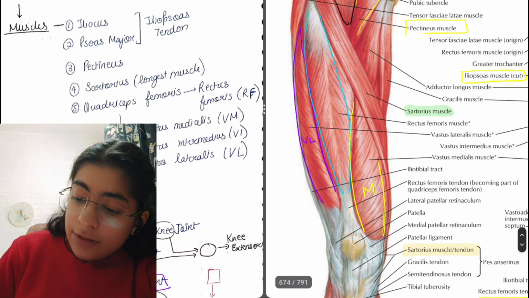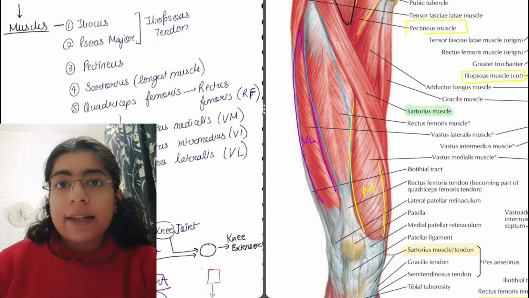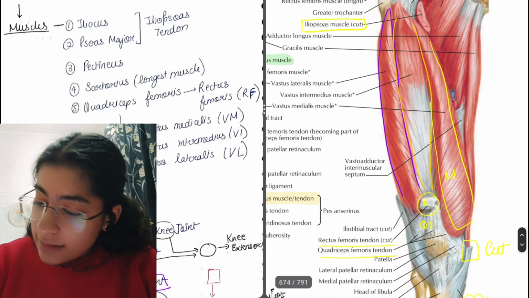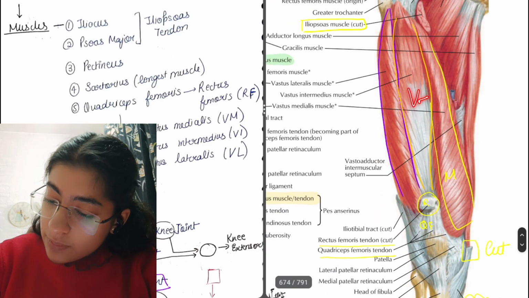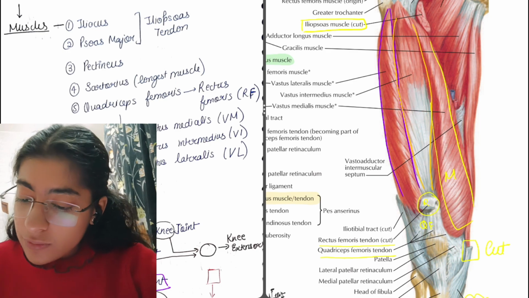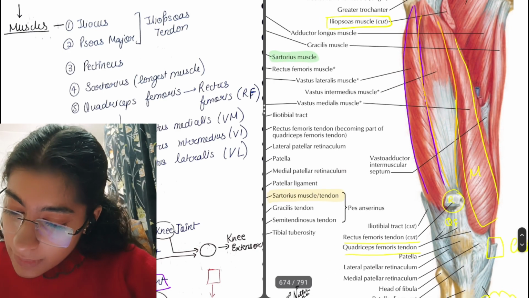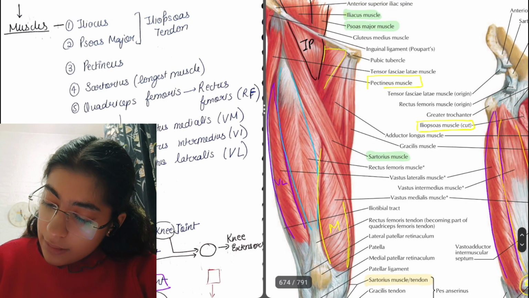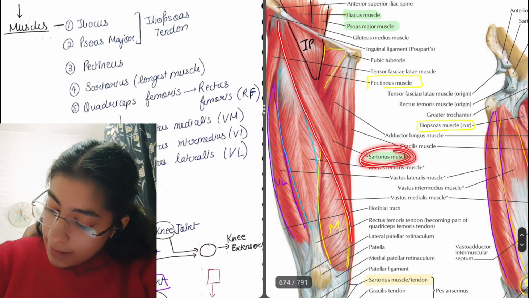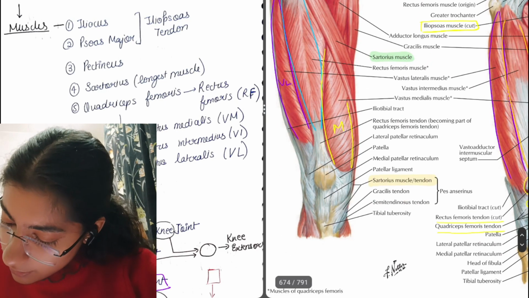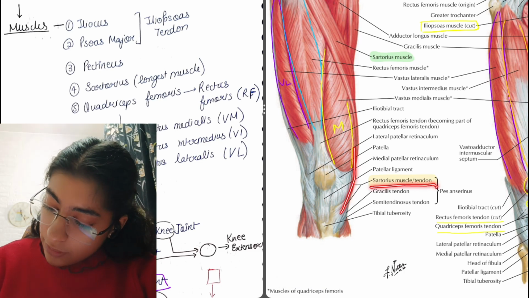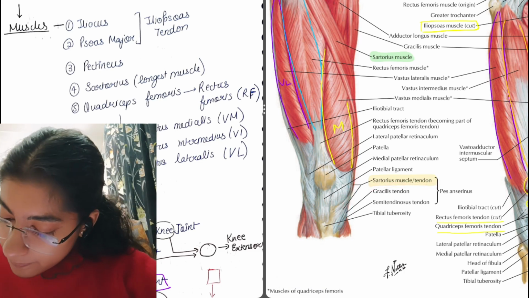And in between these two, I have the rectus femoris. But if I remove the rectus femoris, I can see the vastus intermedius muscle. Now, the sartorius I have also told you about. This is the sartorius and it is going down here. At this insertion, you can see the vastus muscle tendon going down to the tibia.